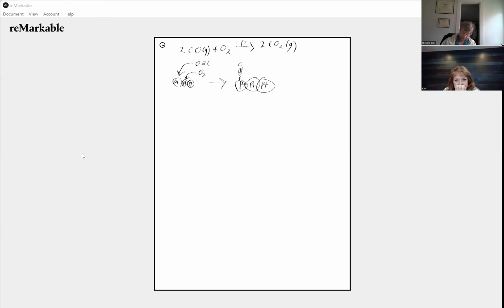And then oxygen will attach itself to the platinum as well. So you have oxygen and carbon monoxide next to each other. One of these oxygens will go to the carbon monoxide to form carbon dioxide, leaving this oxygen on the platinum.